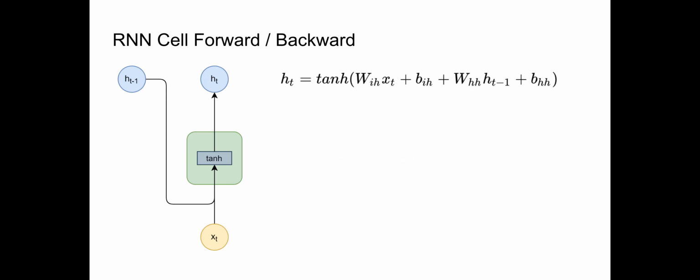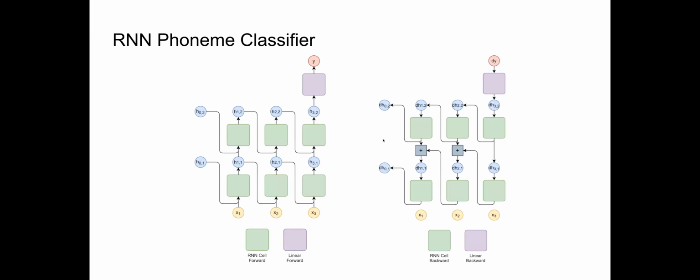And after we have this RNN cell, the next task is to implement this phoneme classifier with the RNN cell that we just implemented. So this task is basically to implement a classifier with the input as a sequence. As you can see here, x1, x2, and x3. The graph on the left is the forward pass, and on the right is the backward pass.